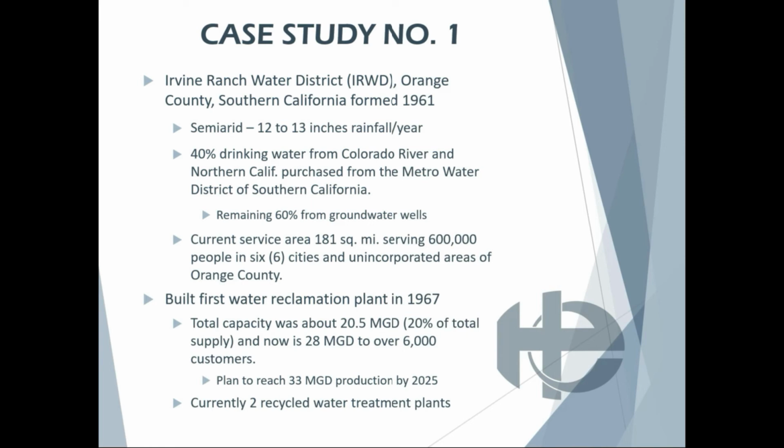Their first reclamation system was built in 1967. At that time, it had a capacity of about 20.5 million gallons per day, which was 20% of the total supply that was being created at that point in time. At present, they've expanded this capacity to about 28 million gallons per day, and there are over 6,000 customers, irrigation, industries, and so forth. They're hoping to reach a peak of about 33 million gallons per day in the next several years. They have 2 completely recycled wastewater treatment plants.